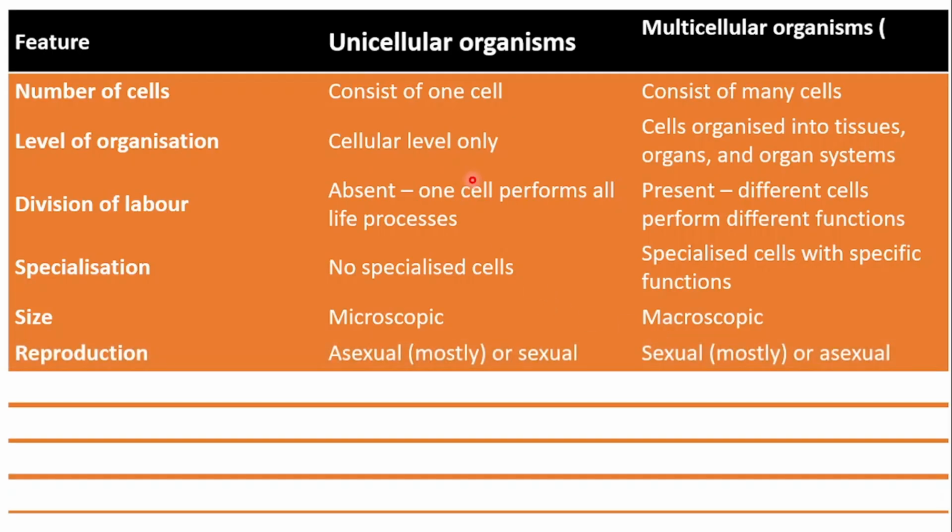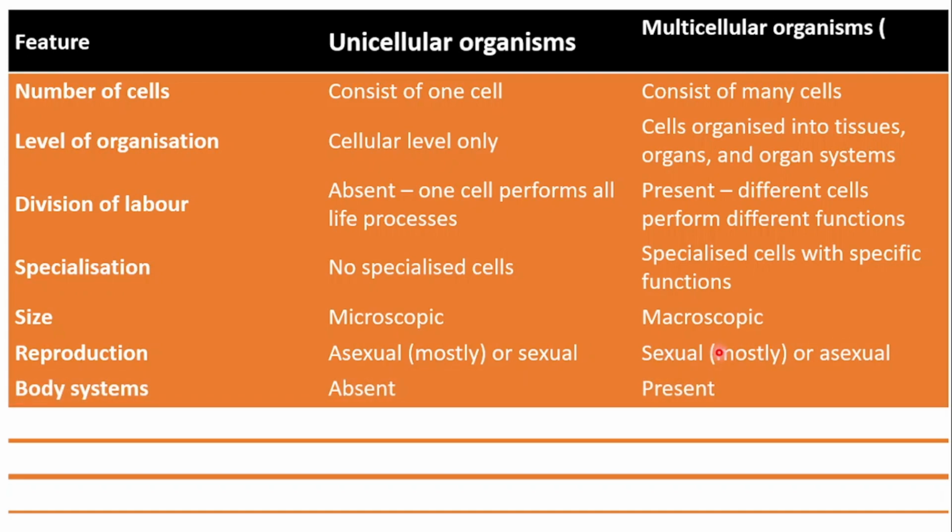Then we have reproduction. Unicellular organisms mostly undergo asexual reproduction. So for unicellular organisms, asexual reproduction is mostly done, but they can also do sexual reproduction as well. But for multicellular organisms, sexual reproduction is most common, but they could also do asexual reproduction as well. Then we have body systems. For unicellular organisms, there are no body systems. So the body systems are absent, but for multicellular organisms, there are definitely body systems that are present.